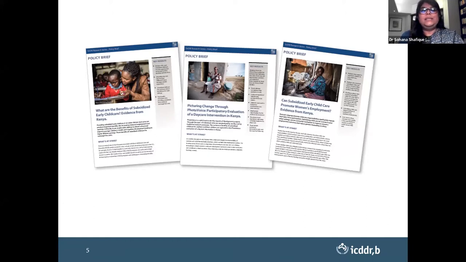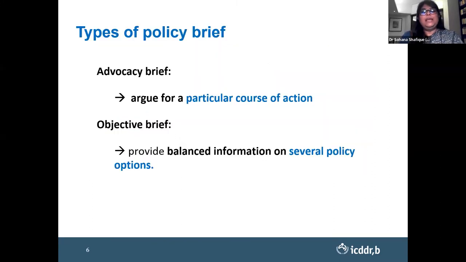So in a policy, this is what you have looked at, what one policy brief can look like. But of course, there are many ways of presenting a policy brief. There are two main types of policy brief. You can see there is an advocacy brief. In an advocacy brief, you argue a particular course of action. So you already know what your recommendation should be, and you discuss that course of action in an advocacy brief.